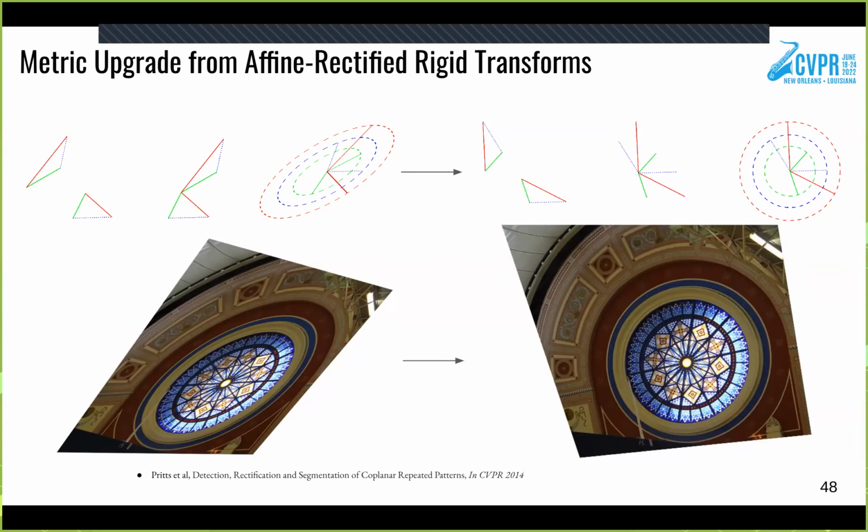So we apply a global, now, by the way, the difference now is that there's a global transformation that restores the metric rectification. The other transformations were local. Affine rectification was local and lens undistortion, but this now is a global transformation on the entire image that restores.